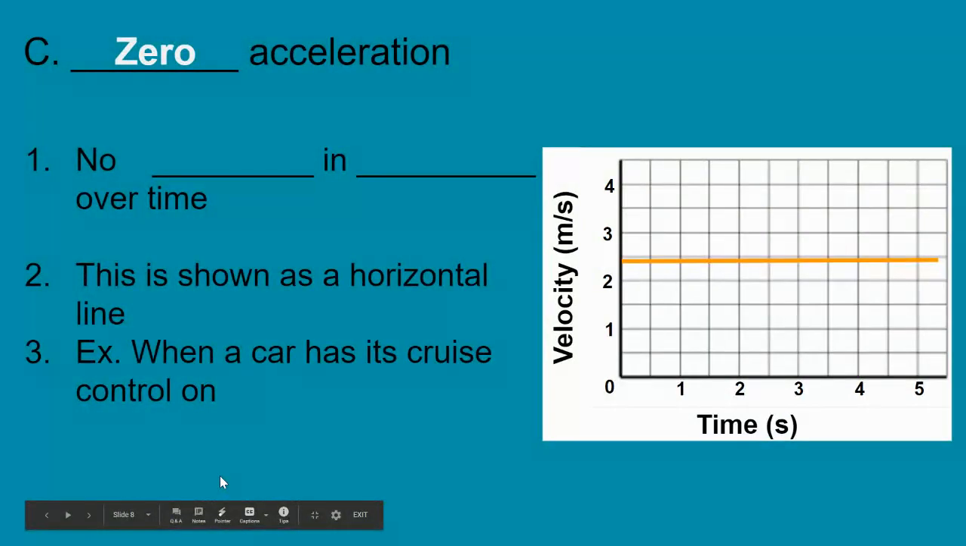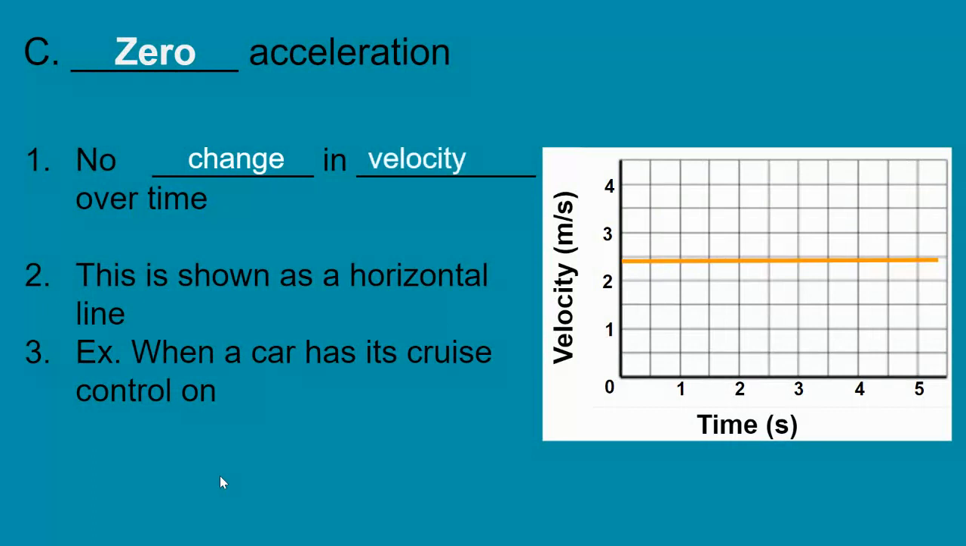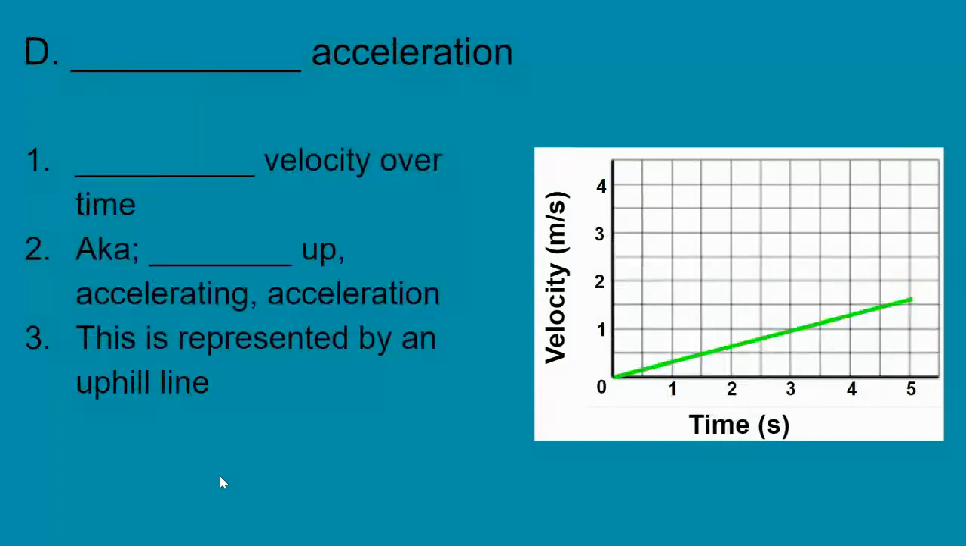Another type of acceleration is zero acceleration. Zero acceleration is where there is no change in velocity over time, meaning we'll have zero slope. So this is shown as a horizontal line, and this would be something like a car having its cruise control on.